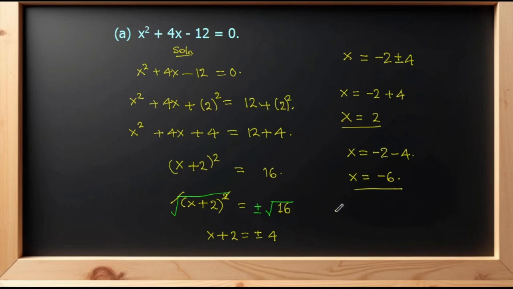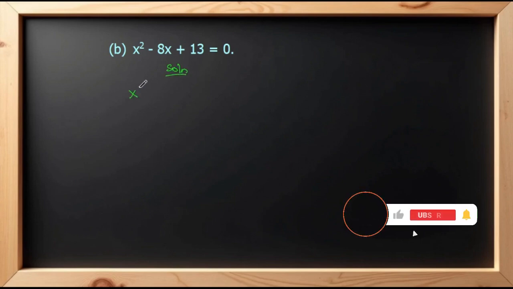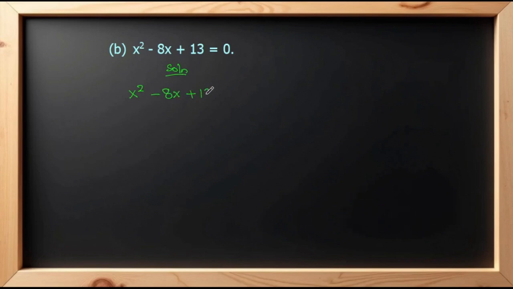Let's dive into the next board to see part B of the question. So in part B of the question, it is exactly like what we have just done in part A. So what we have to do is to also copy the question, and we have here x squared minus 8x plus 13 equals 0. Then the next thing is to take the constant to the right hand side.